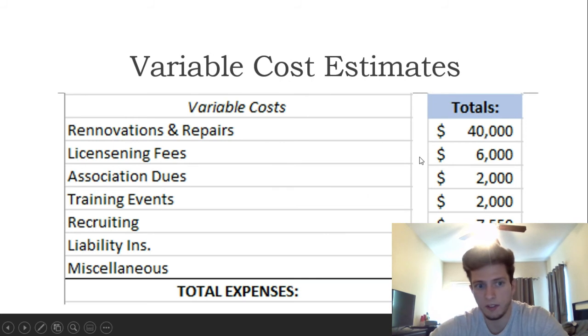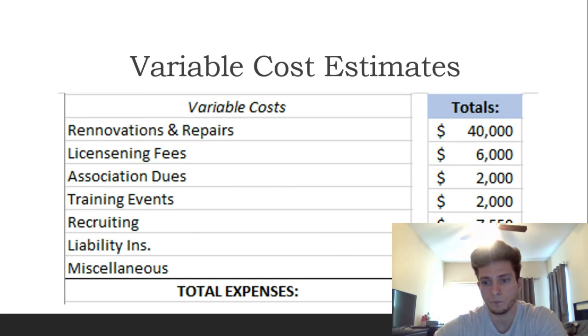Then the variable cost estimates. The new one that I added here was just renovations and repairs. I'm estimating about 40,000 per year. I mapped that out monthly, which you can see in the Excel spreadsheet, but the total for the year was about 40,000. I just kind of took estimates of what it might be. And then I increased some of the licensing fees and liability insurance and the miscellaneous, just to give some leeway for things that might happen, and taking into account the expansion that's going to be going on here.